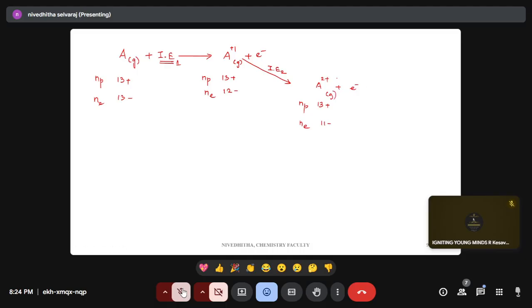Now I'm going to supply a particular amount of energy to remove the third electron. So this is 3 plus. Proton count will be same, electron count will get reduced. So the amount of energy required to remove the first electron is called first ionization energy. Energy required to remove the second electron is called second ionization energy. To remove the third electron, that is third ionization energy. So these ionization energies are called successive ionization energies.